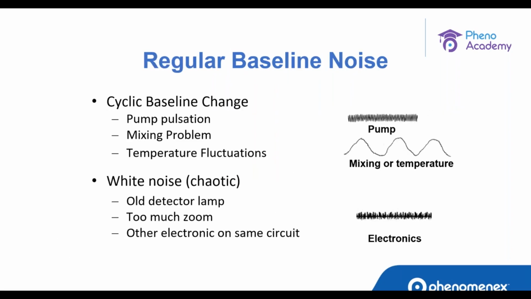Regular baseline noise. If we see baseline noise, there are two major types of regular baseline noise we normally see. One is cyclic baseline change, and the other one is white noise.